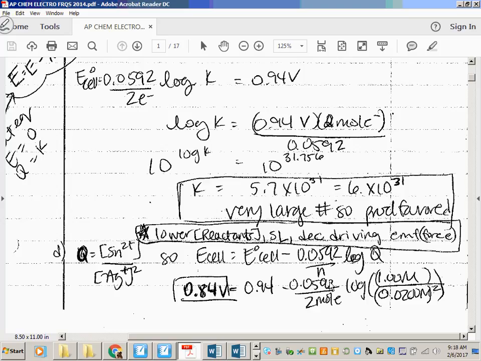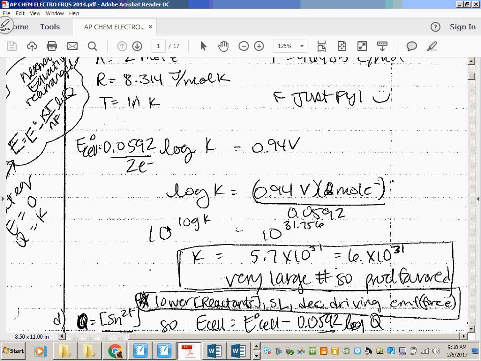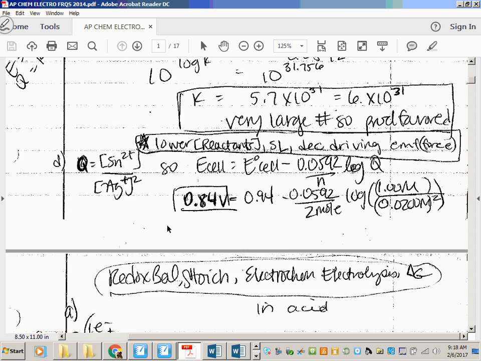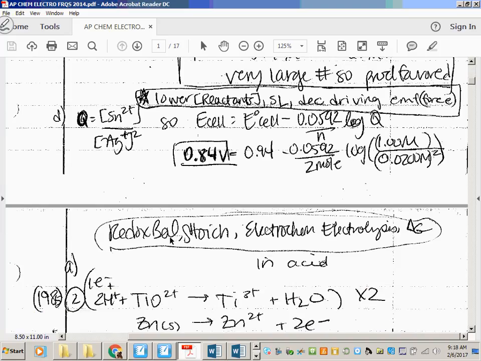Okay, and that should have made sense. The K value is large. The delta G is negative. The E cell is positive. It's a galvanic cell. Part D, you had concentration differences occurring.